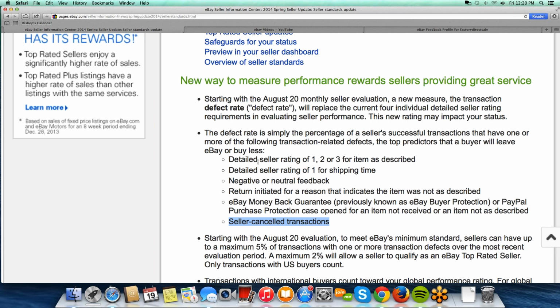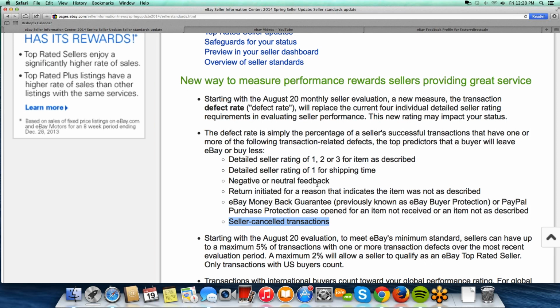And that's extremely negative for you, because if you do run out of stock and you contact the buyer and you initiate a cancellation, then that's going to count as a defect. Okay? That's going to count as a defect. We're going to talk about some strategies to get around that here in just a second.